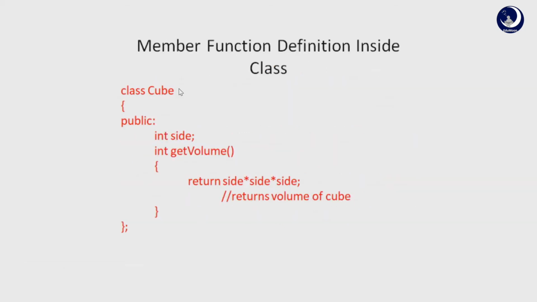Member function defined inside the class. Here we have class followed by the class name, that is cube, and then we have the public access specifier, and then here we have the data variable or the data member which is of integer data type and is called side, and here we have the member function. So here we can see that using this member function called getVolume, we are modifying the values, rather returning the value of cube of the side.